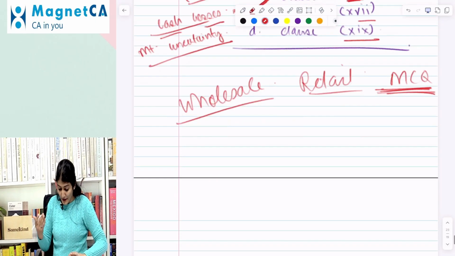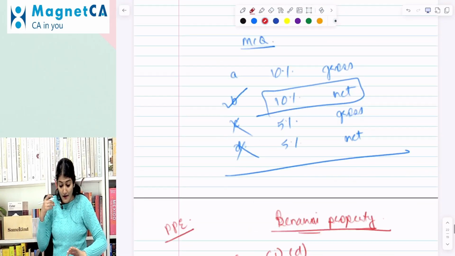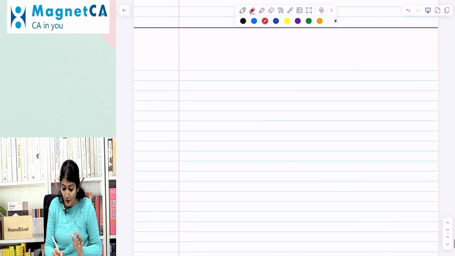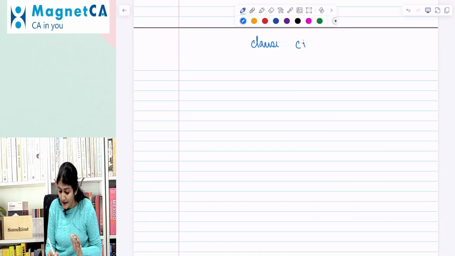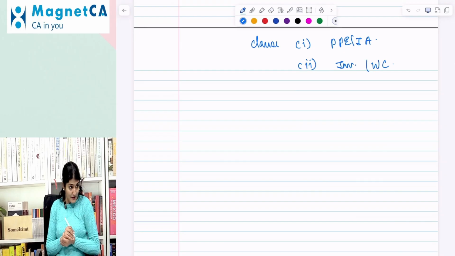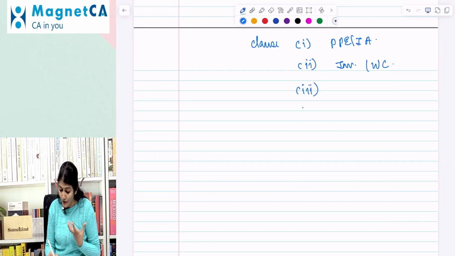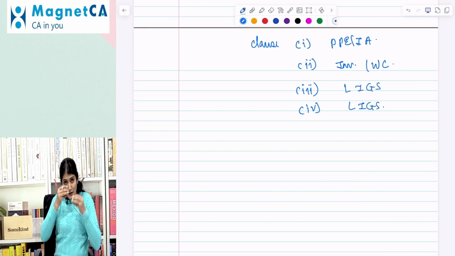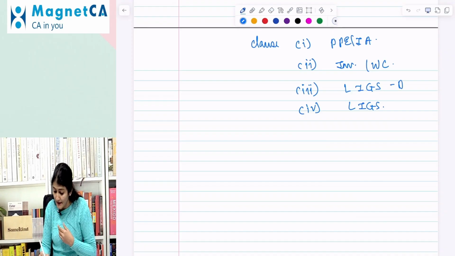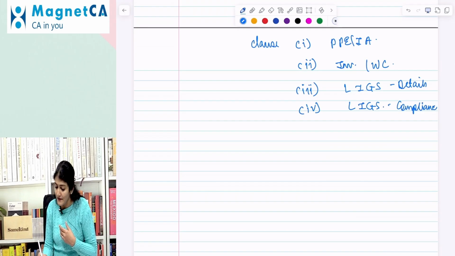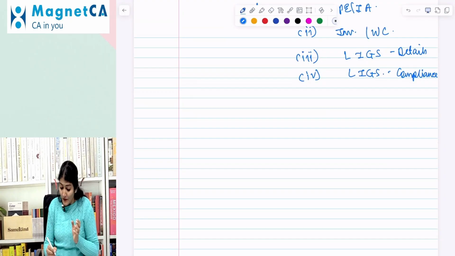Okay, right. So anyways, let's complete our discussion regarding the CARO. CARO 1: we have clause 1, which is regarding property, plant, equipment, and the intangible assets. Then clause 2, which is regarding inventory and working capital. Then clause 3 and clause 4, which are regarding LIGS: loans, investments, guarantees, security, the details of the transactions, and the compliance with sections 185 and 186. Then clause 5, which is regarding public deposits.